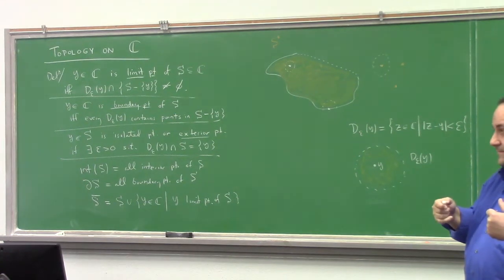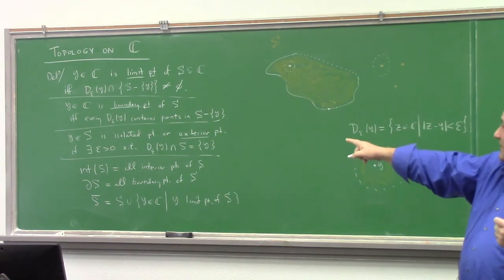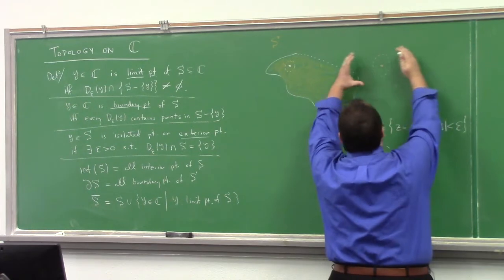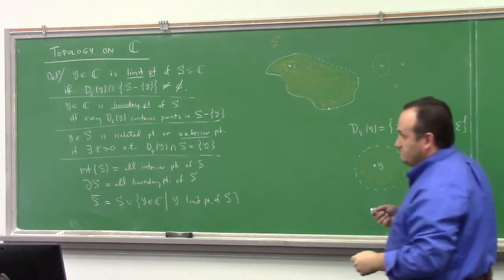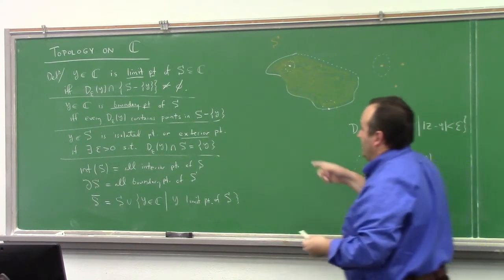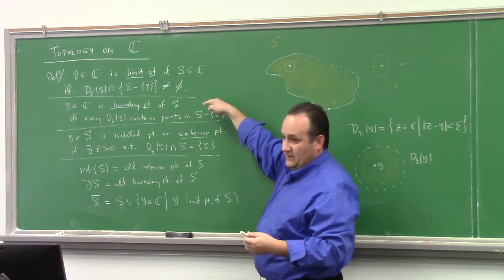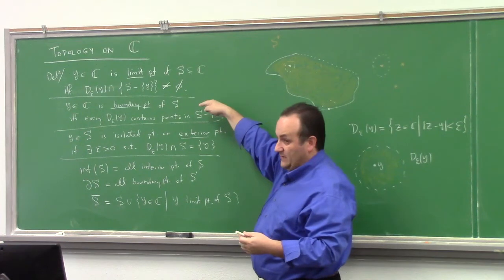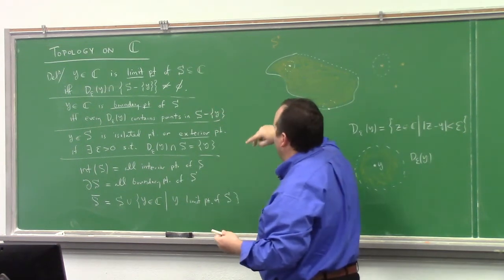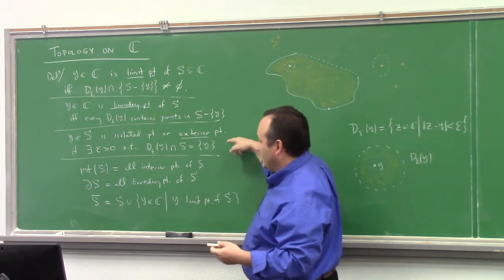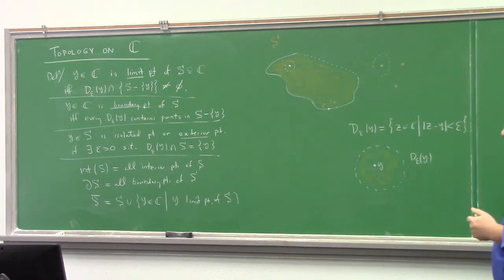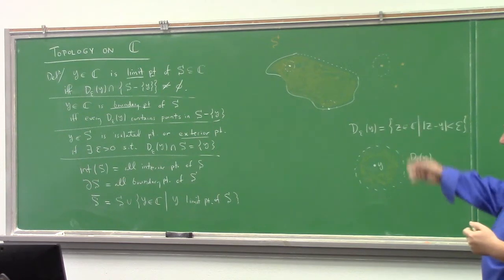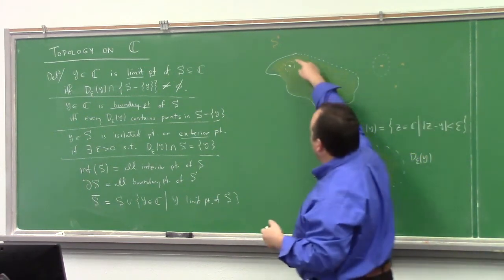But notice it's a there exists statement. If I made epsilon big enough, then I'm going to cut into all of these things. So a boundary point is one where every disk contains points inside and outside. But an isolated point is one where there exists a disk that isolates it from the set. The interior is the set of all interior points. Remember, an interior point is one for which there exists an open disk around the point contained in the set.